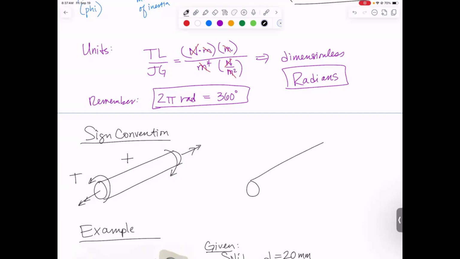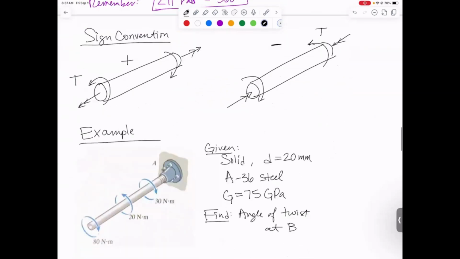It's exactly the opposite. To get negative, you need to point your right thumb in on each end, and so your torques are going to end up being that way. This is negative internal torque. Let's practice it. Here's my example.